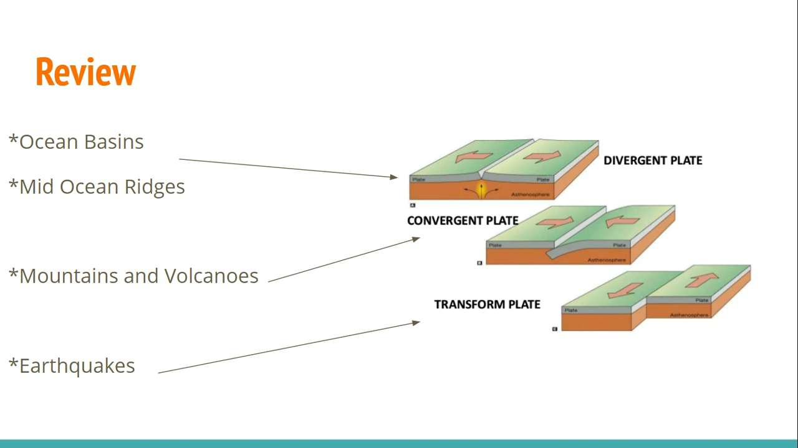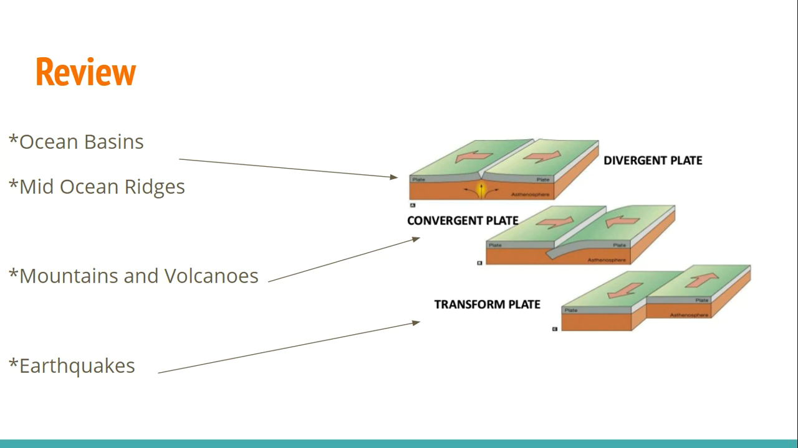At convergent plate boundaries, this is where two plates come together. This can happen at oceanic plates, oceanic continental plates, and continental plates. This is where we get our mountains and our volcanoes. We can either have plate boundaries that come together and go upwards to create folded mountains, like in India, where we have our Himalayas.